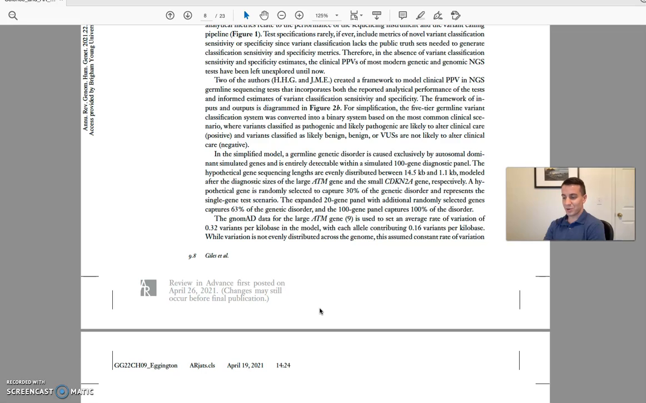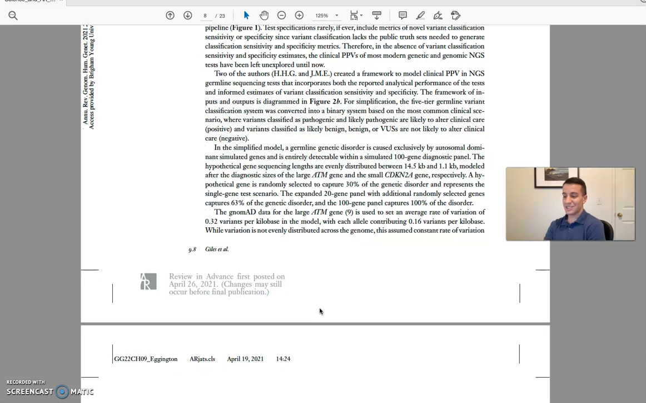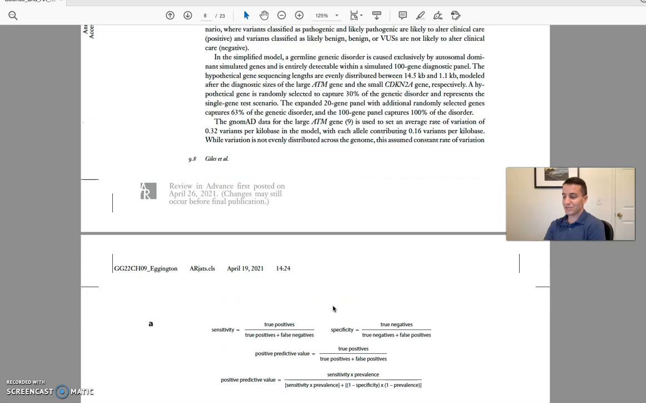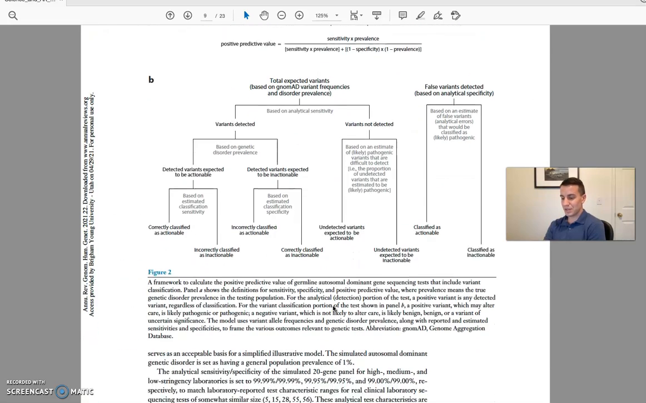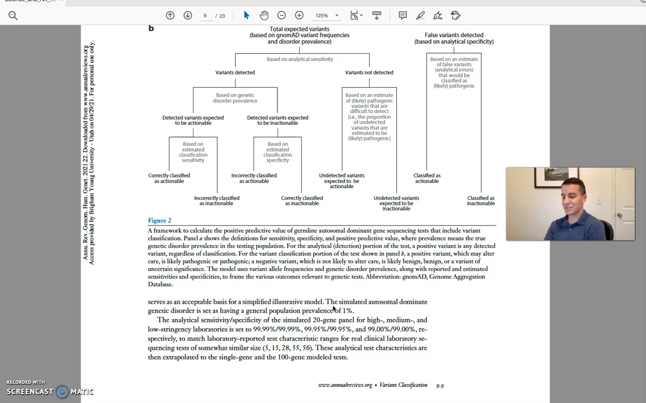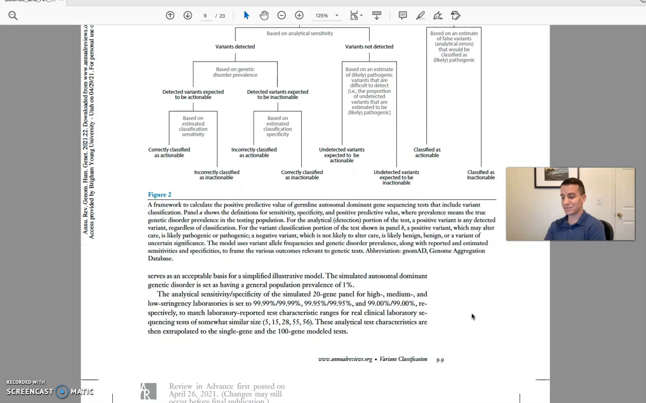The gnomAD data for the large ATM gene is used to set an average rate of variation of 0.32 variants per kilobase in the model, with each allele contributing 0.16 variants per kilobase. While variation is not evenly distributed across the genome, this assumed constant rate of variation serves as an acceptable basis for a simplified illustrative model. The simulated autosomal dominant genetic disorder is set as having a general population prevalence of 1%.